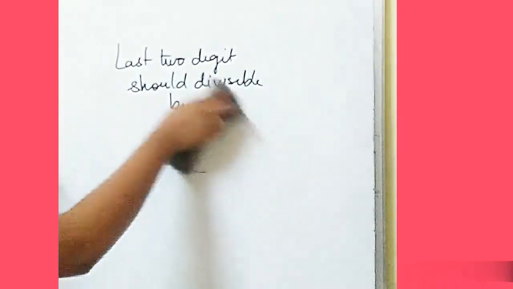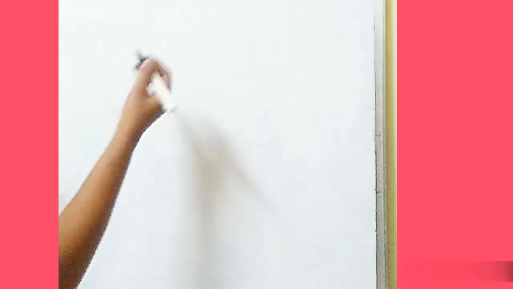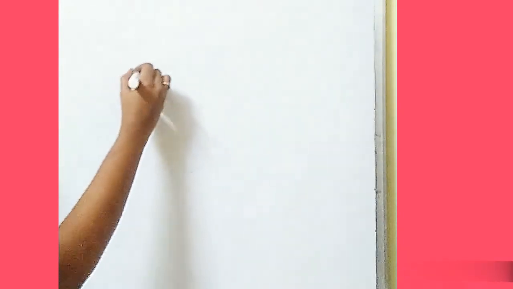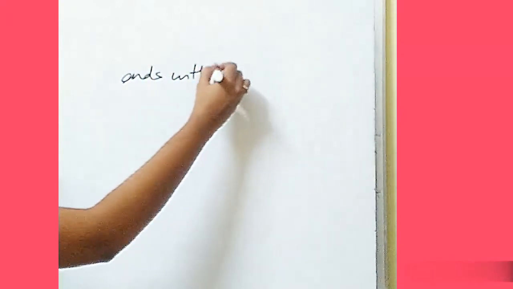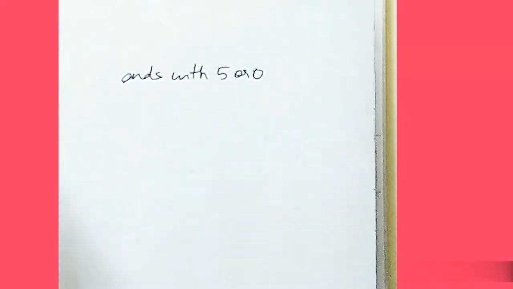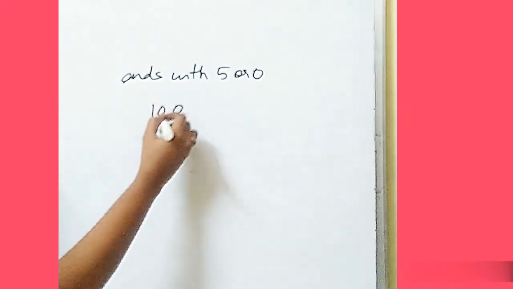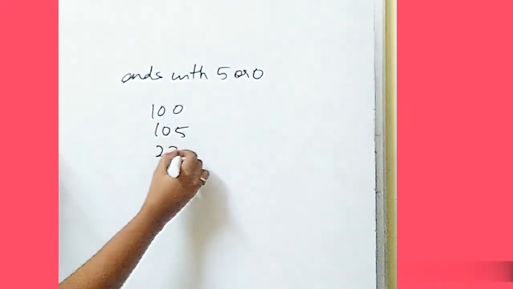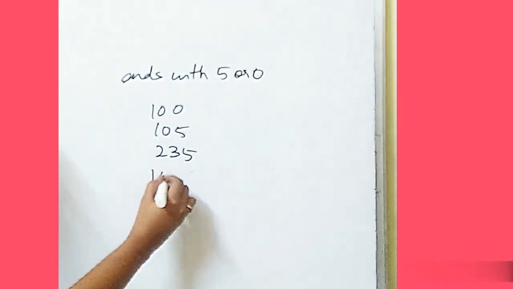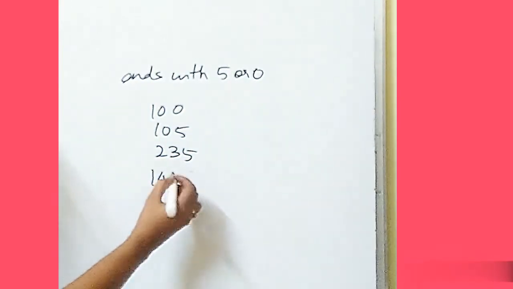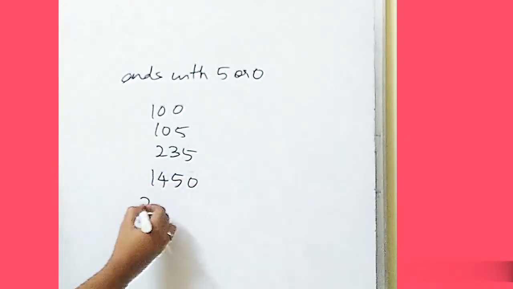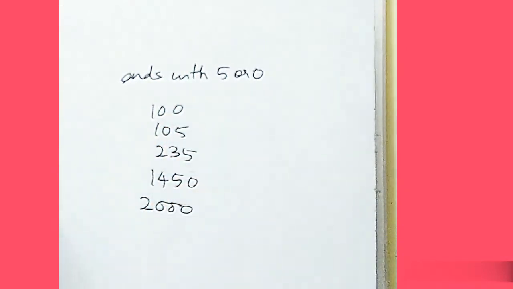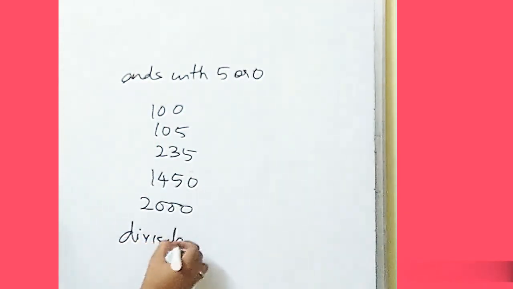Very simple. What is it? Any number which ends with 5 or 0 will come in 5 table. I'll take 100. I'll take 105. I can take 235. I can take big numbers also, that is 1450, then 2000. These all end with 5 or 0. Then we conclude that it is divisible by 5.